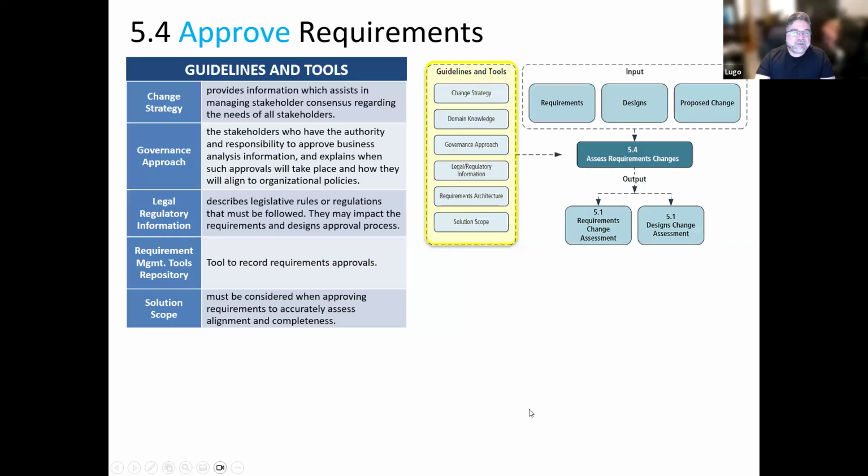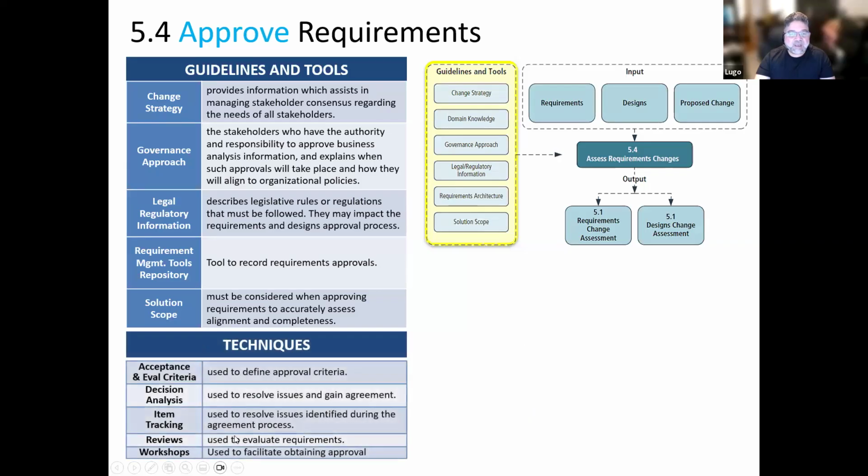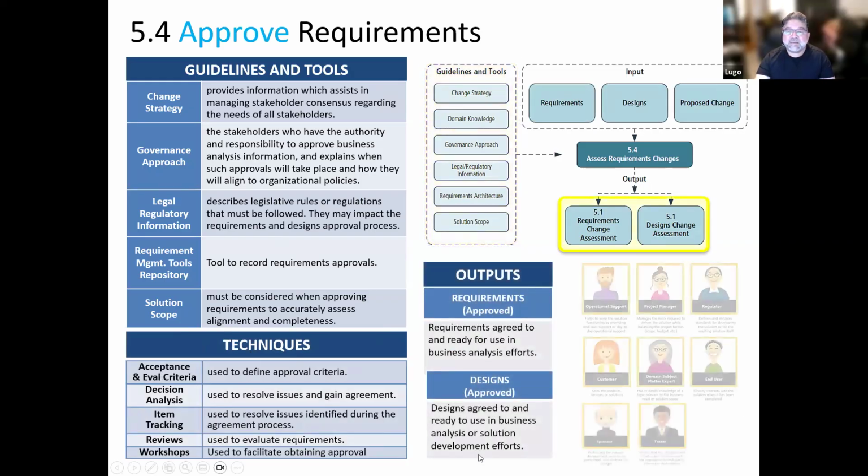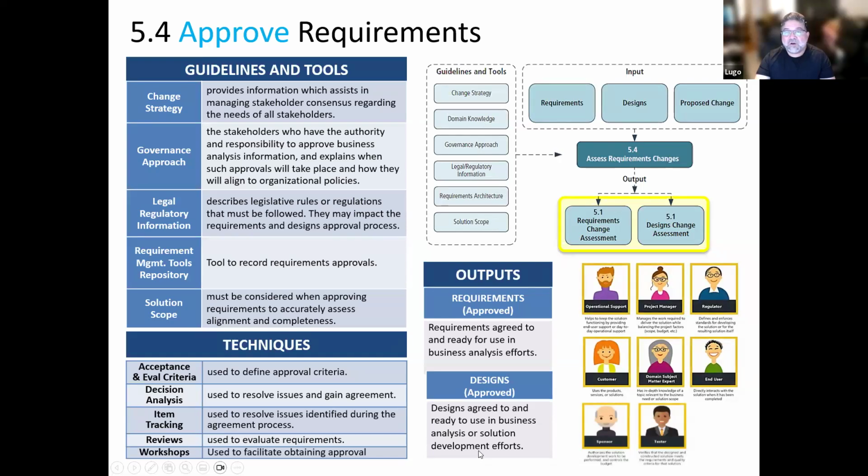Here you have the guidelines and tools that are similar to the other ones. Here are some techniques. Item tracking is one that's very important in this case, where we use it to resolve issues identified throughout the agreement process. Acceptance and evaluation criteria is another one, ensuring that the criteria is defined along with stakeholders identified. We have the outputs, which are the final approved requirements and designs, and then your stakeholders. Notice that sponsor is there once again.